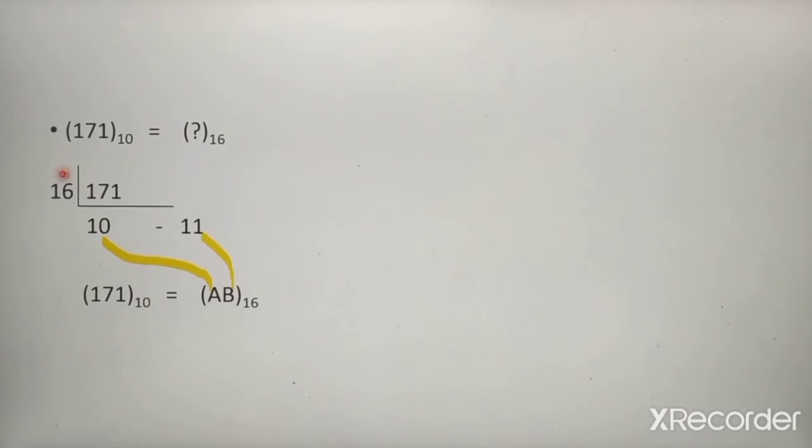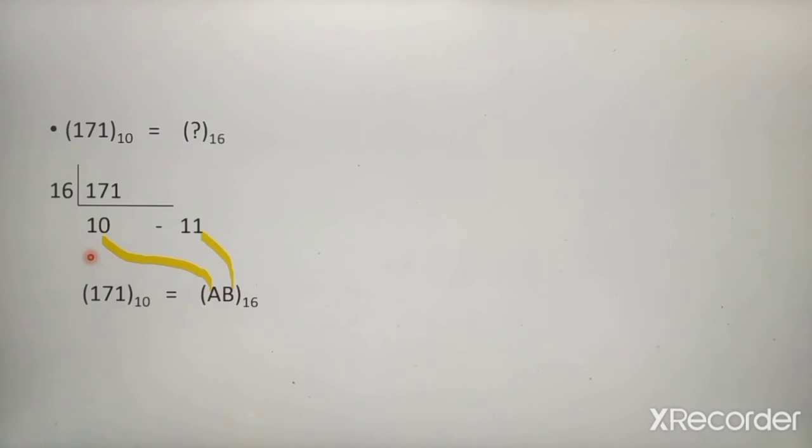Next we can see another example: 171 to the base 10 to its equivalent hexadecimal value. Here also we divide 171 by 16. We get 10 as a quotient and 11 as a remainder. We know 10 sixteens are 160. So the remainder is 11. Now we check whether our new quotient value is less than 16 or not. It is less than 16, so we can stop the process.